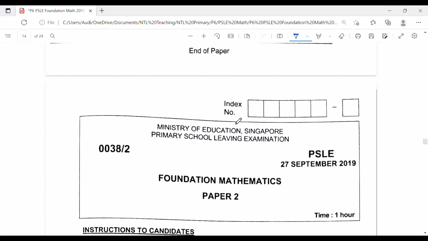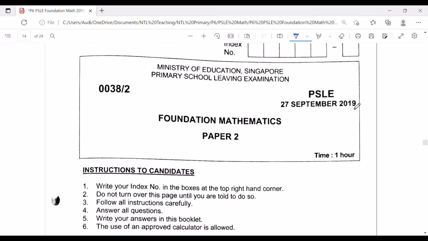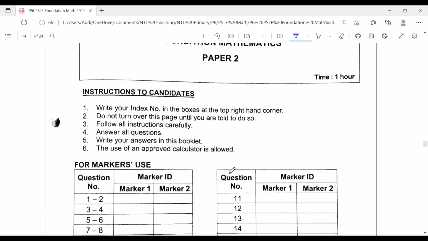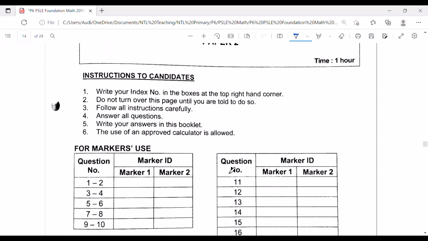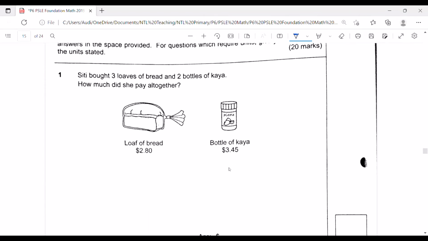Right, we are now going to continue with paper 2. This is the same paper, 2019 Foundation Math paper 2. In paper 2, you can use your calculator. So use your calculator, don't be afraid. Okay, we're going to look at number 1.